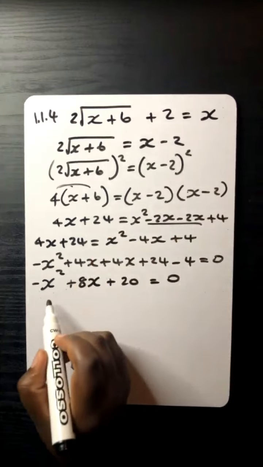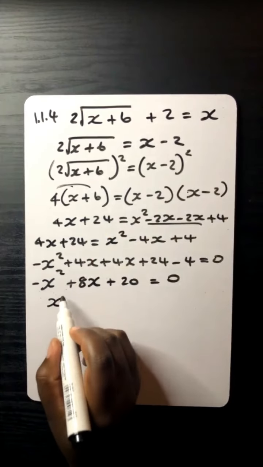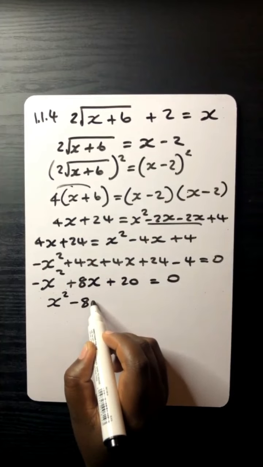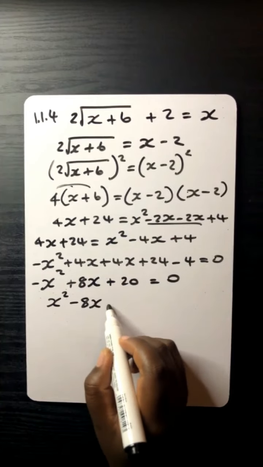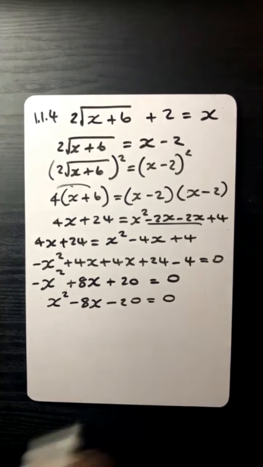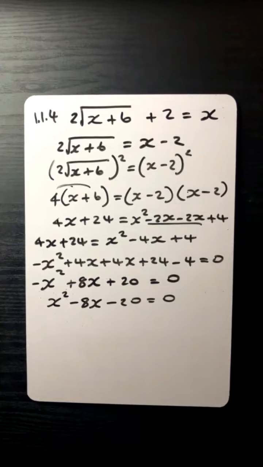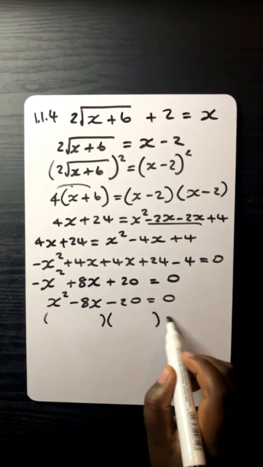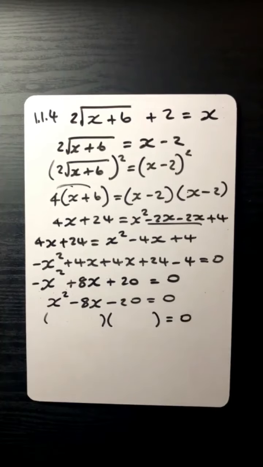Okay, so obviously we need to change all the signs. So that becomes minus 8x. Let's see what else we've got. Minus 20 there, then it equals negative 0, which is 0. So guys, this is where we can now try to find the factors.